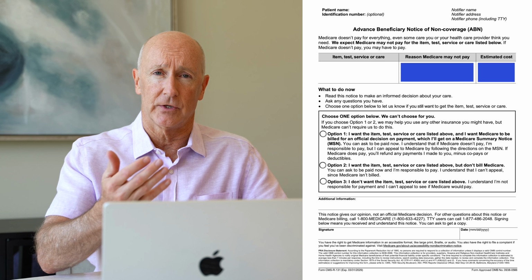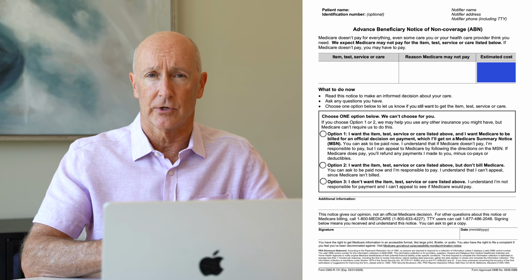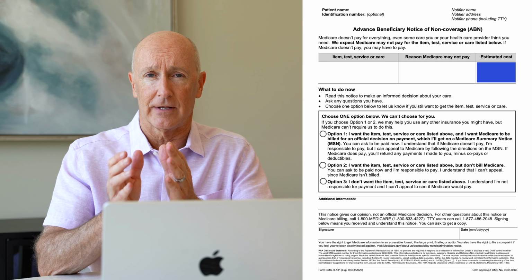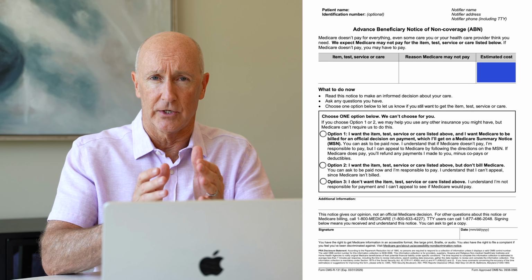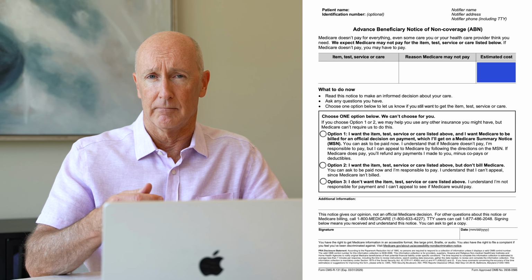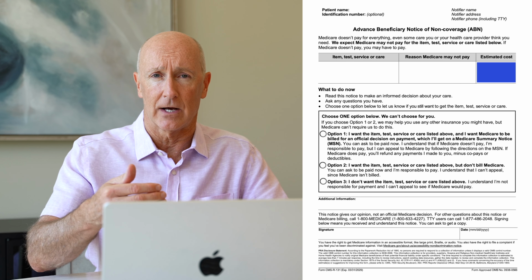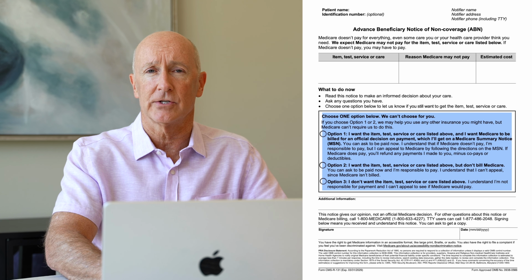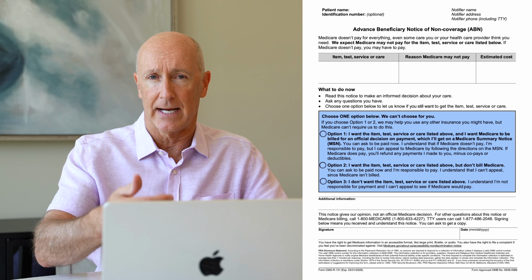In the next box, you see it says estimated cost. So again, using iontophoresis, you may put down $35 each visit you have iontophoresis. If you expect the entire visit not to be paid for by the Medicare program, maybe you say $150 each visit. Now the next section is where the patient will choose one of the 3 options.